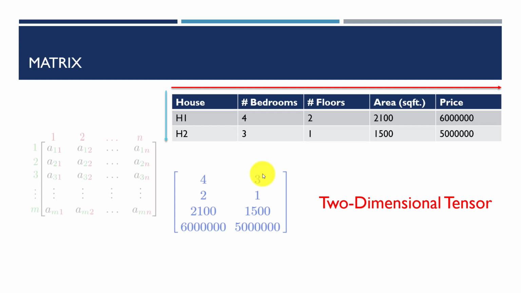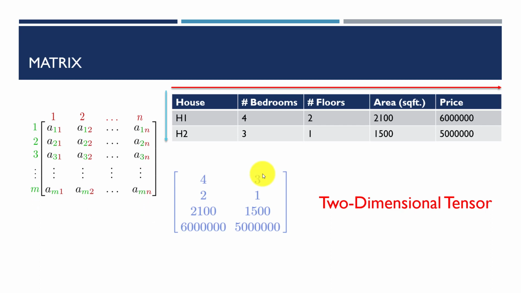And if I just see how we can define a normal matrix, there would be m rows and n columns over here, and an individual element we can access like this, right? It is represented like this in mathematics. If I see the first row, first column element, it will be a11. So this is nothing but a matrix representation, which is a two-dimensional tensor.